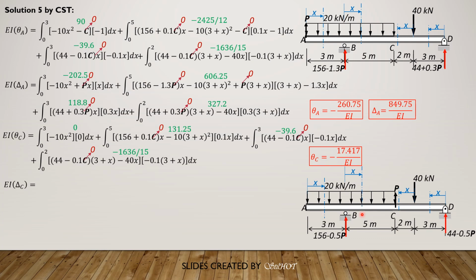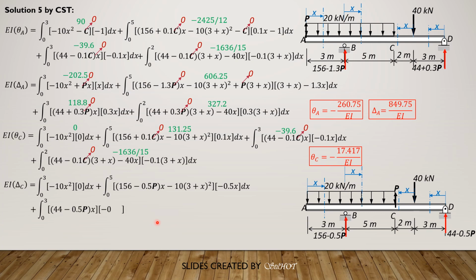Then in the next section, it is integral of quantity 156 minus 0.5 P of x minus 10 times 3 plus x squared. Then derivative is negative 0.5 of x dx. Then plus integral of quantity 44 minus 0.5 of p times x, then derivative negative 0.5 x dx with respect to p. Then lastly, integral 0 to 2 of quantity 44 minus 0.5 p times 3 plus x minus 40 times x. The derivative is negative 0.5 of 3 plus x dx.